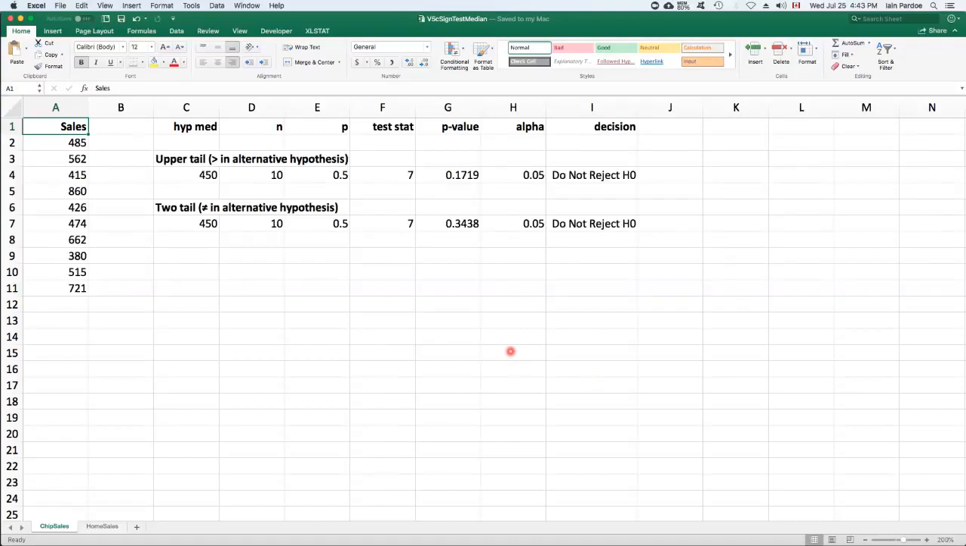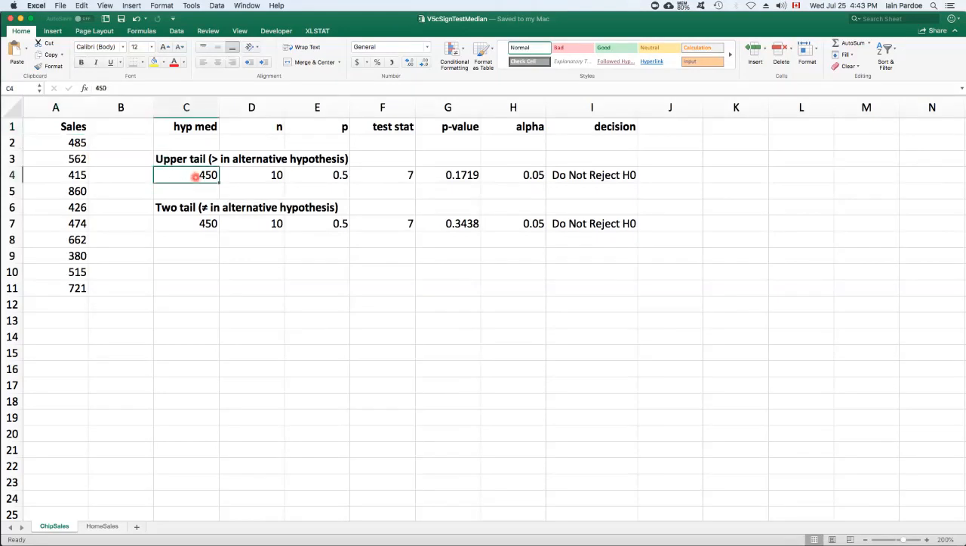In this video, I'll talk about the sign test for the median. For this example, we have 10 measurements of weekly sales of potato chips. Our hypothesis test is that the null hypothesis is the median is 450, and the alternative is that the median is greater than 450. So we're doing an upper tail test.